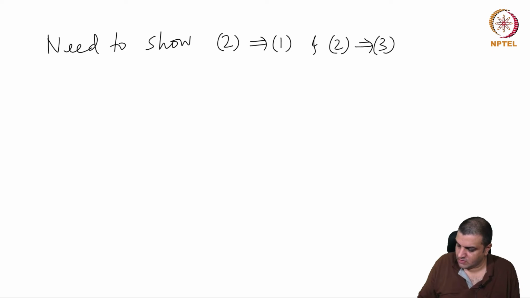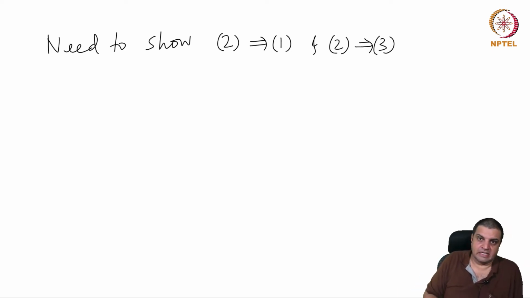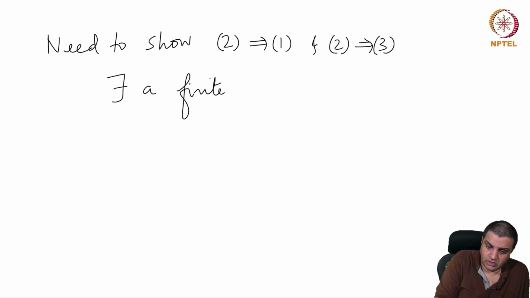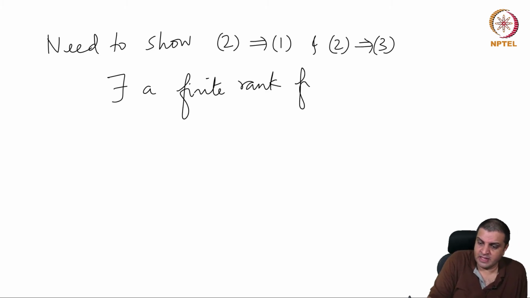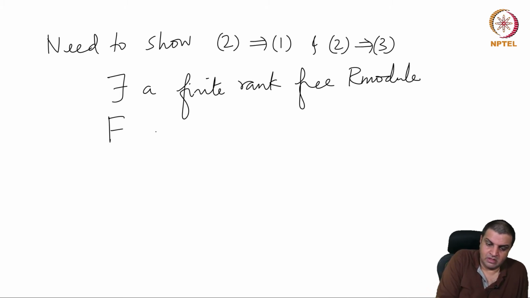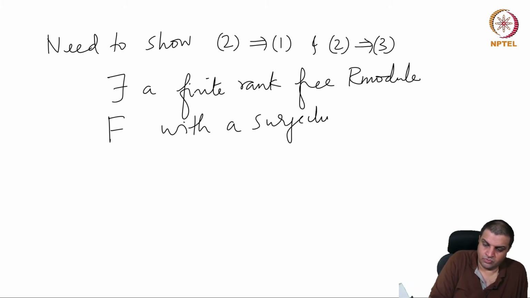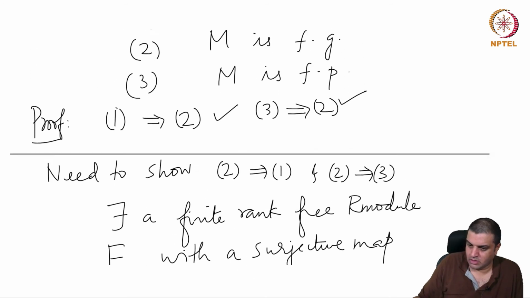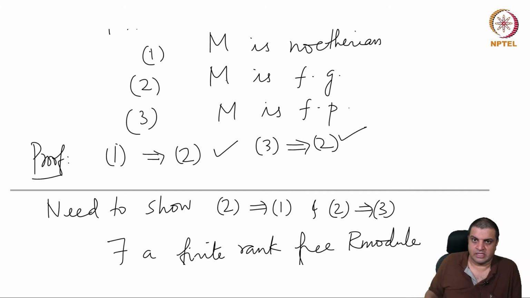So the key: what do we know about a finitely generated R-module? That there exists a finite rank free R-module F with a surjective map F to M. Okay, so this is what hypothesis 2 tells us.